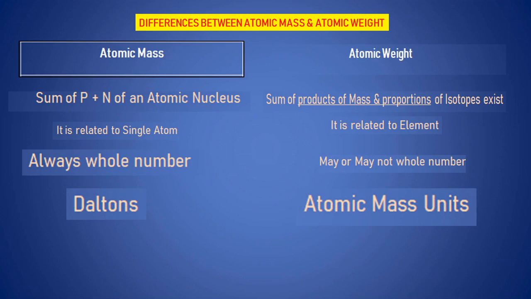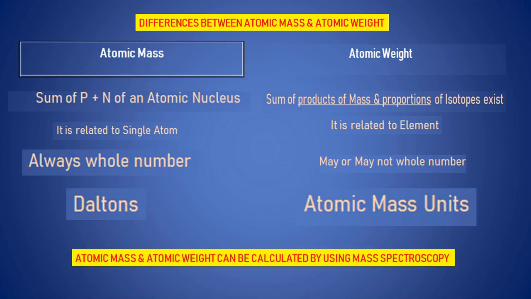Then how can we calculate the atomic mass and atomic weight? They can be calculated by using mass spectroscopy. An atomic mass spectrophotometer can be used for the study of atomic mass or atomic weight of any molecule or substance. This is all about isotopes and their properties.